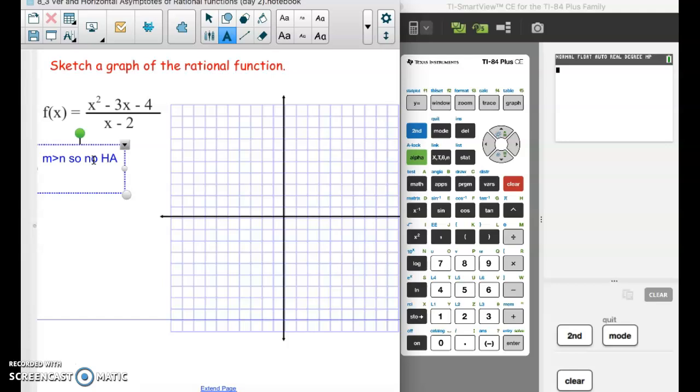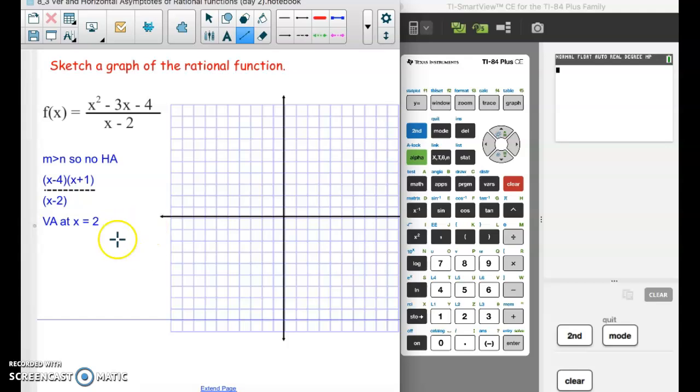If we look for our vertical asymptotes, we need to factor first. And so if we factor the top, we get x minus 4 and x plus 1. And the denominator is that x minus 2. All right, so we know that there is a vertical asymptote at x equals 2. And we know that because there is no matching factor on top and bottom.